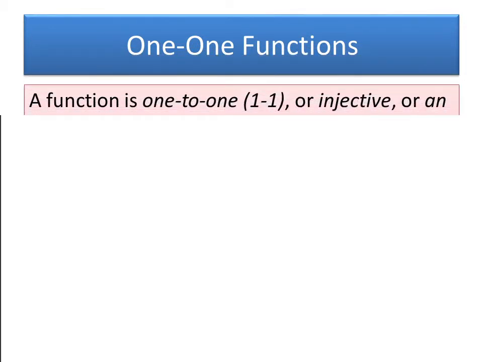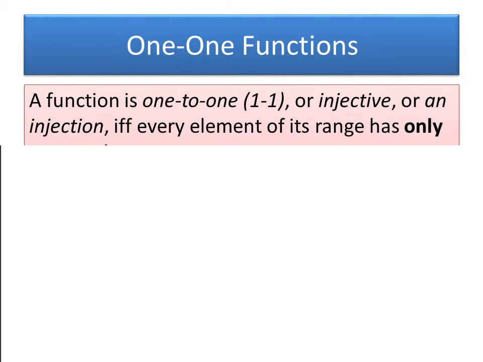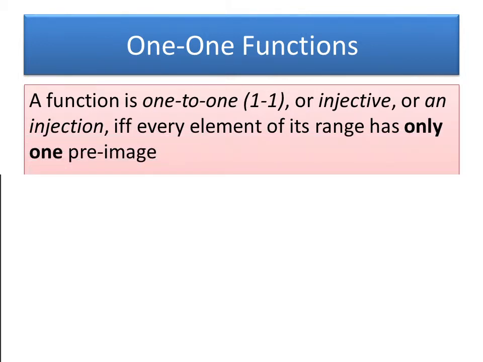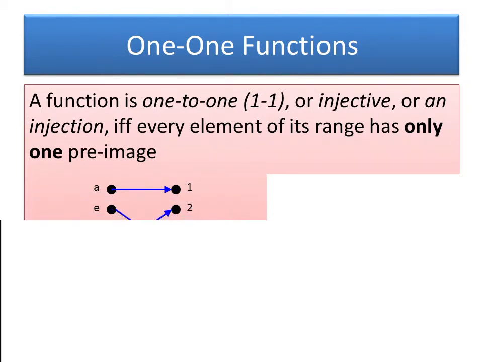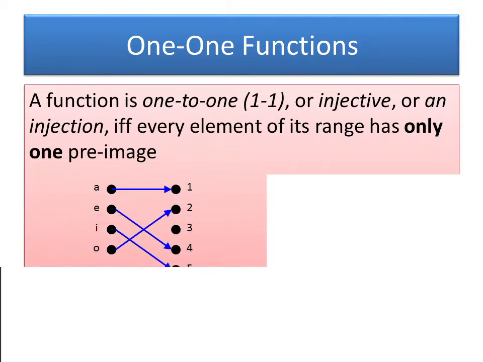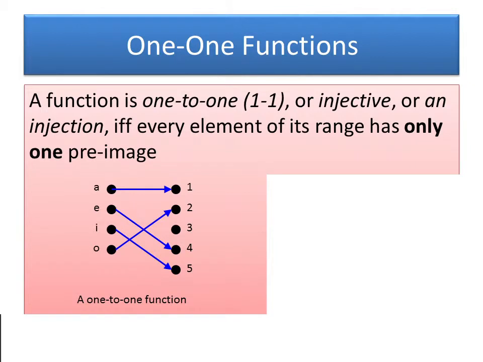We start our presentation defining one-to-one functions. We say that a function is one-to-one if and only if every element in its range has only one pre-image. So in front of us we have two figures. Let's look at the figure on the left-hand side. We see that 1 has a pre-image A, 2 has a pre-image O, 4 has a pre-image E, 5 has a pre-image I. So this function is one-to-one.